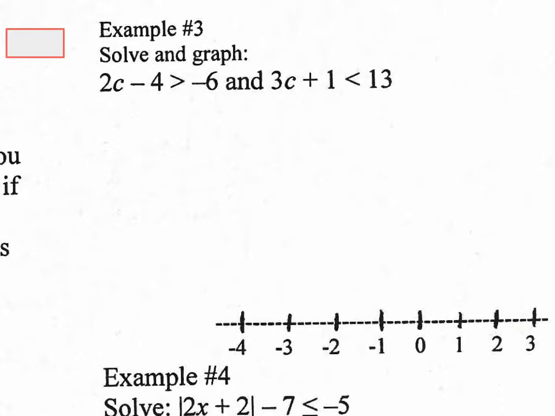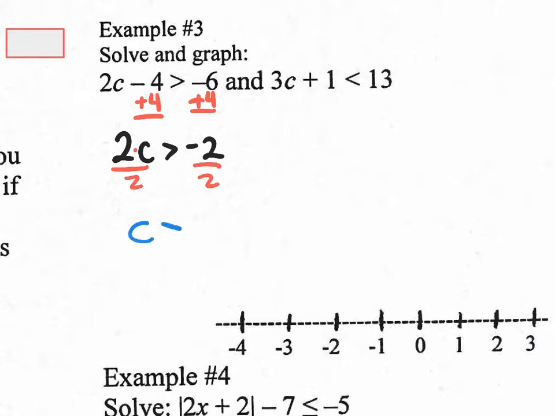Now, here's a curveball that they might throw at you. The word and. Or means apart, and means together. Okay? So let's solve this guy. Plus 4, plus 4. We'll have 2c is greater than negative 2. Final step will be to divide by positive 2. We're not flipping anything. Final inequality is c is greater than negative 1.